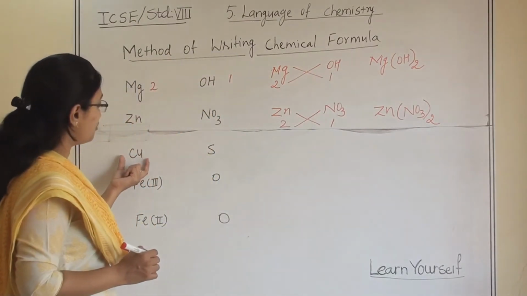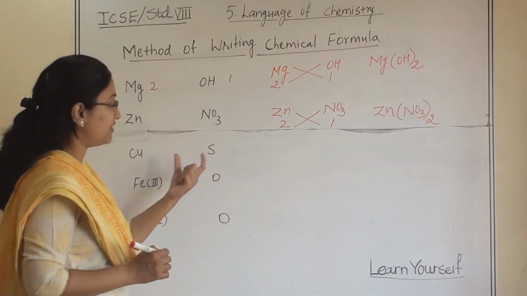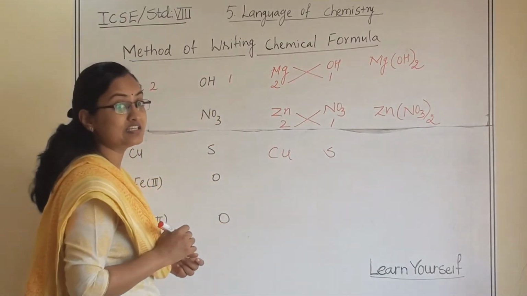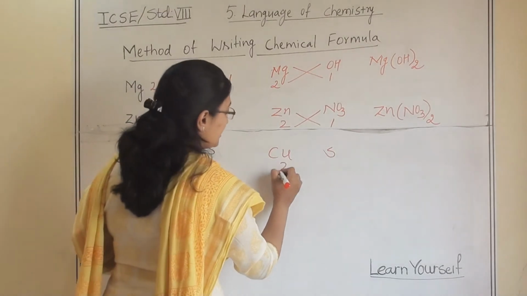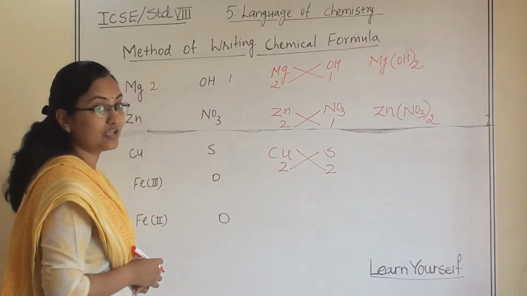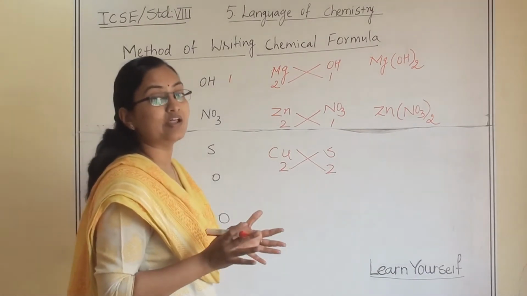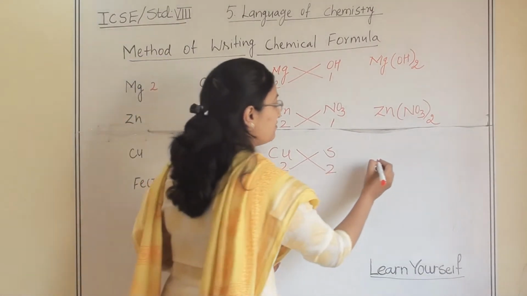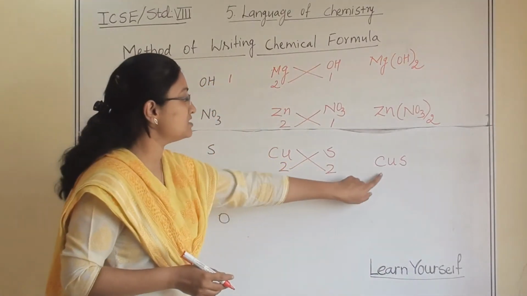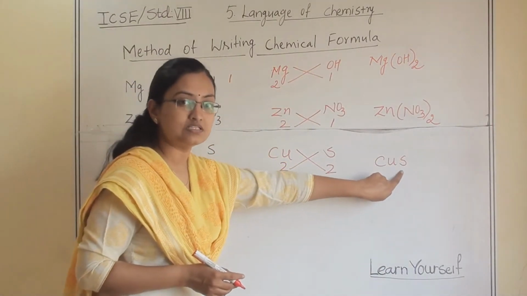Let us check for copper and sulfide. Copper and sulfide. S is sulfide. Here it is 2. Here it is also 2. We are crossing them. But when both have the same valency, we are not mentioning it. So the compound will be CuS. Copper sulfide.